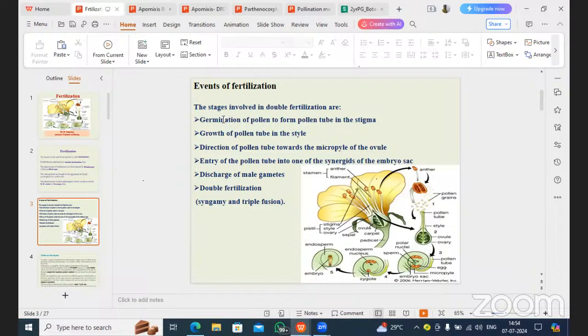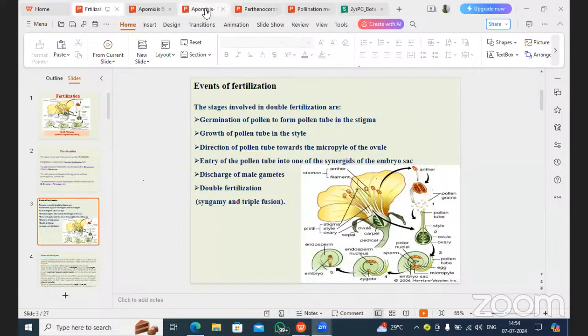What are those? Germination of the pollen tube toward the stigma, growth of the pollen tube into the style, direction of the pollen tube toward the micropyle, entry of the pollen tube into one of the synergid cells, and discharge of the male gametes, double fertilization. These 6 steps are there in fertilization.